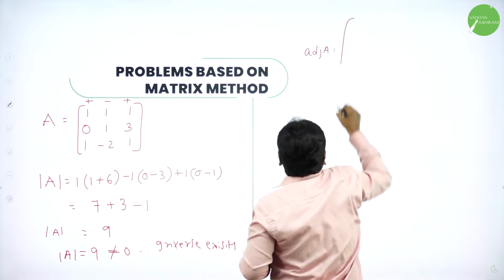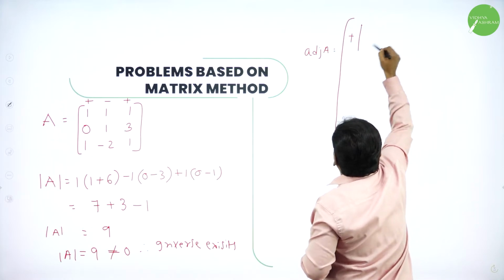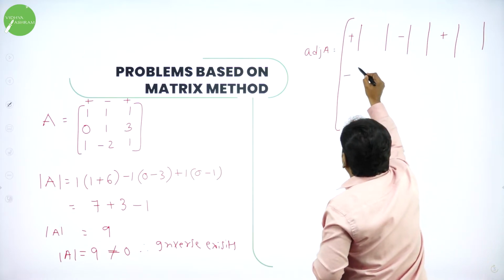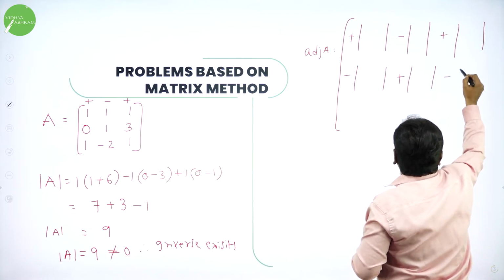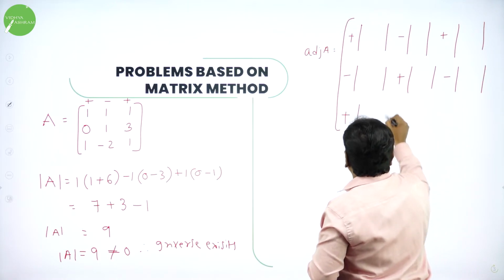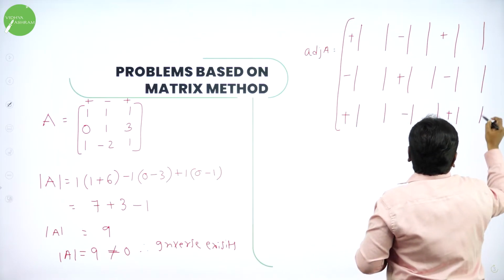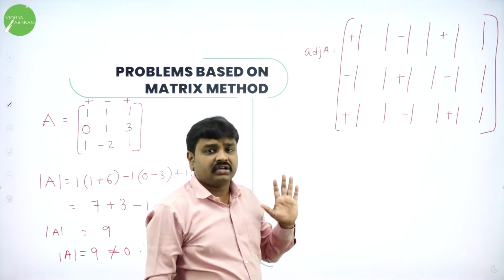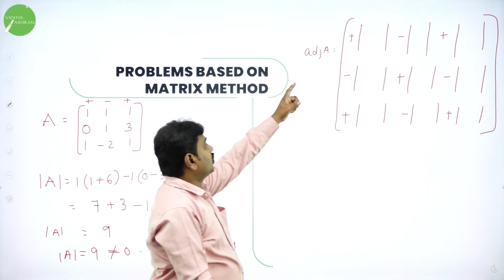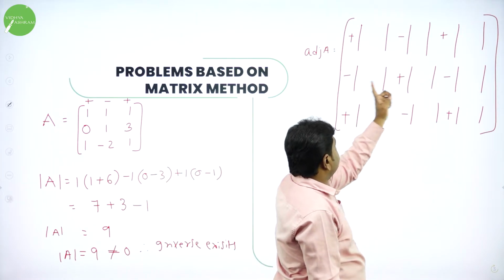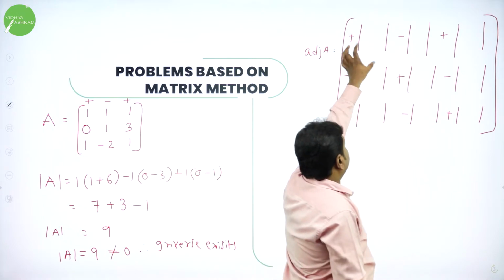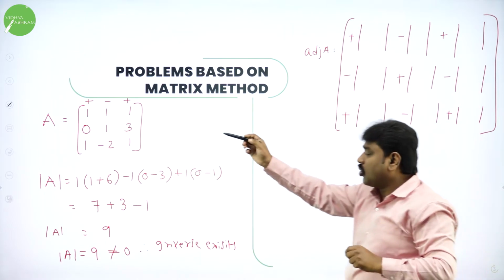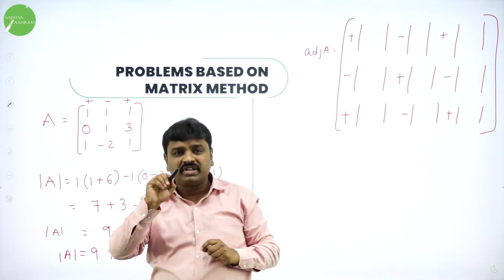So how to find the adjoint? I'll write a big matrix: plus determinant, minus determinant, plus determinant, and again minus plus minus, then plus minus plus. You don't go for minor, cofactor and adjoint and waste your time. Directly you can write the adjoint. I am showing the method. First write plus minus plus, then minus plus minus, then plus minus plus, and take 2 cross 2 determinants. All these blocks are 2 cross 2 determinants; do it row wise and write it column wise.